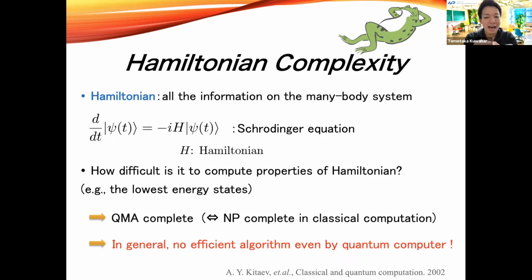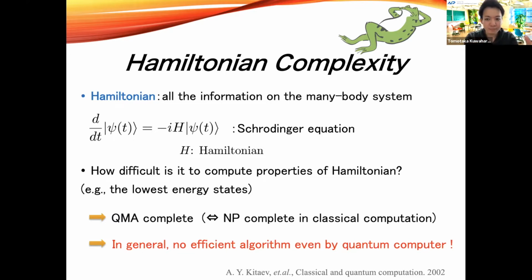By the way, how difficult is it to compute the properties of many-body Hamiltonians? One of the most fundamental tasks is, for example, to find the lowest energy states in quantum many-body Hamiltonians. To this question, the answer is very pessimistic. As shown by Alexei Kitaev, the problem is included in the QMA-complete class. Very roughly speaking, this problem is very hard even for quantum computers.